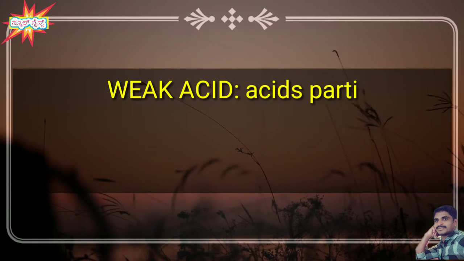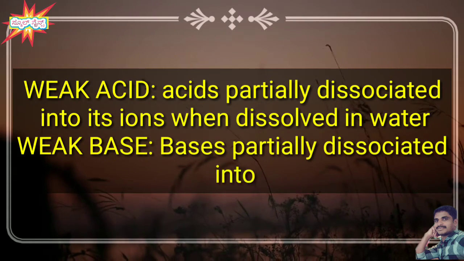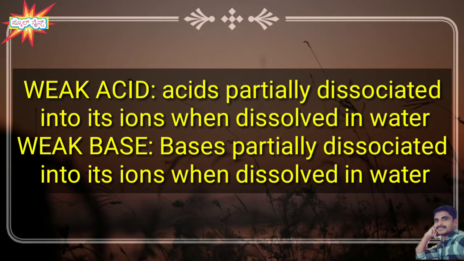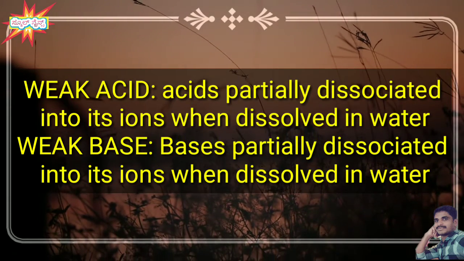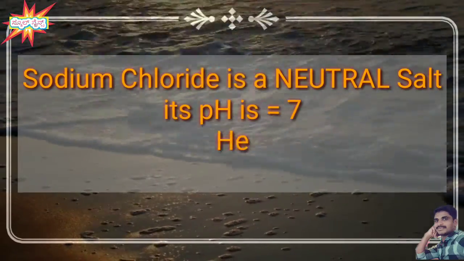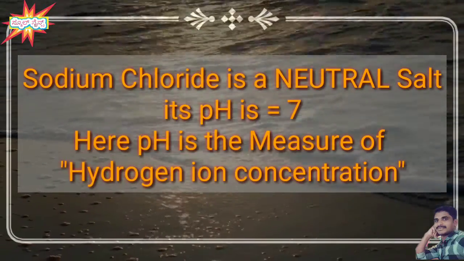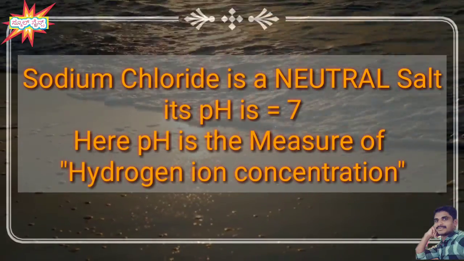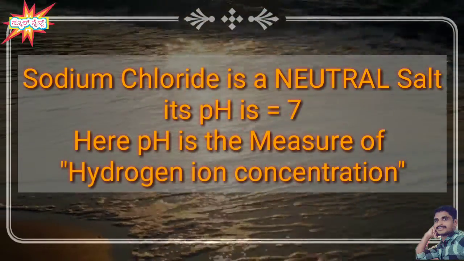In the same way, next is the weak acid. What is a weak acid? The name itself indicates it. If the acid is added to water and it is dissociated only partially, it is called a weak acid. In the same way, we can define the weak base. Hence sodium chloride is a neutral salt because it is formed by a strong acid, hydrochloric acid, and a strong base, sodium hydroxide.